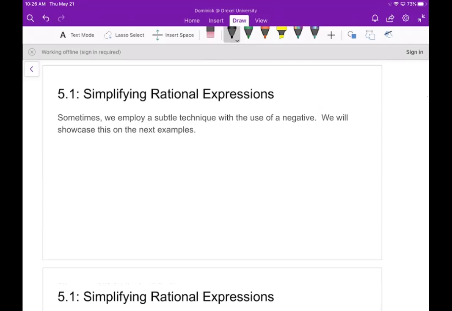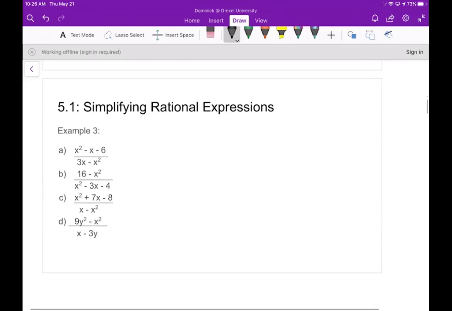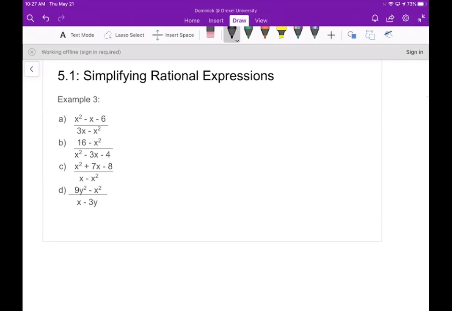Now I want to show a technique you can use by being a little bit sneaky with a negative, and that's going to help you simplify some of these things even further. In part A, we have x squared minus x minus 6, which we just factored on the previous slide, over 3x minus x squared. On the top, we need two numbers that multiply to negative 6 and add to negative 1, so that's minus 3 and plus 2.